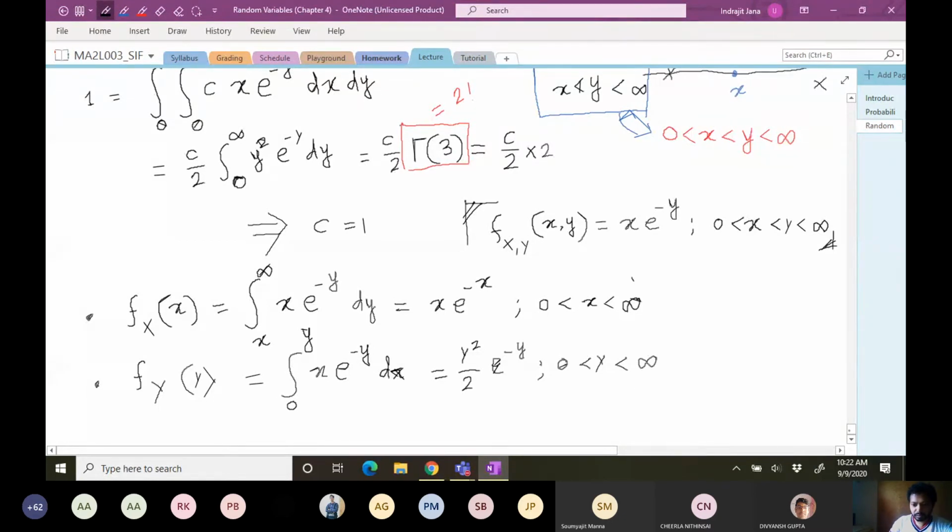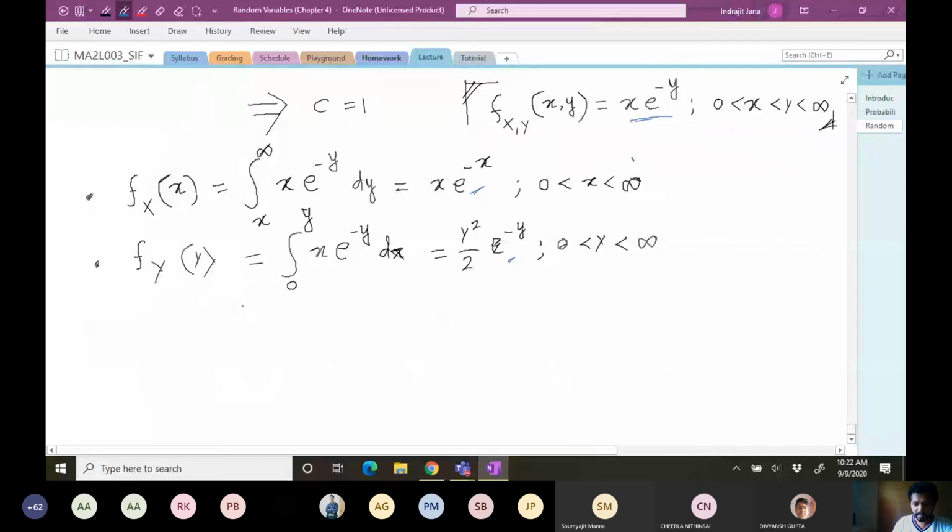Now if you do this, quickly notice that if you take the product of these marginals, we're not going to get this joint distribution. See clearly that if I take the product of the marginals, I don't get the joint PDF. So the final verdict is that the random variables x and y are not independent.